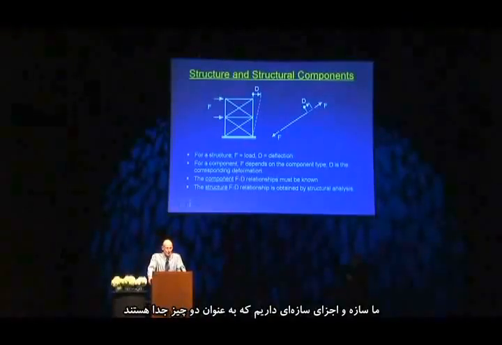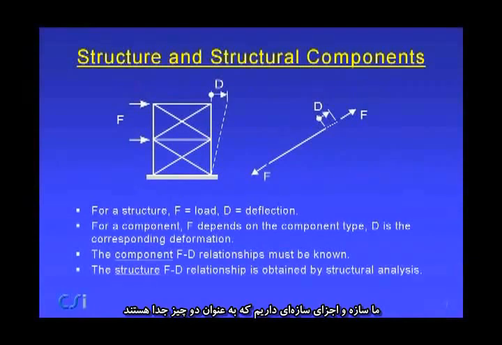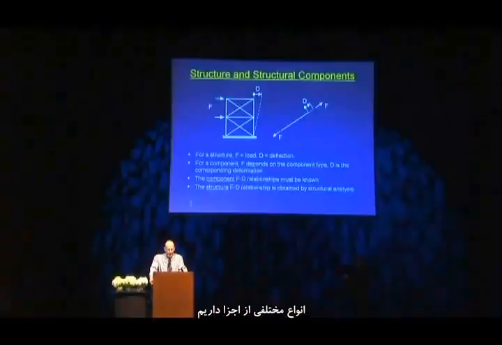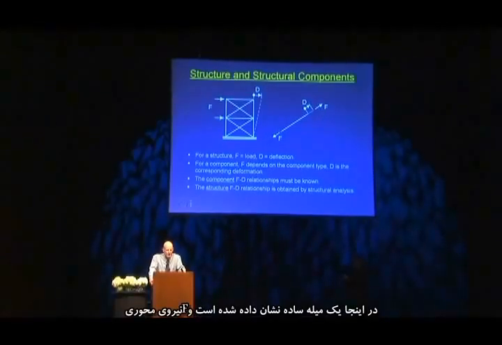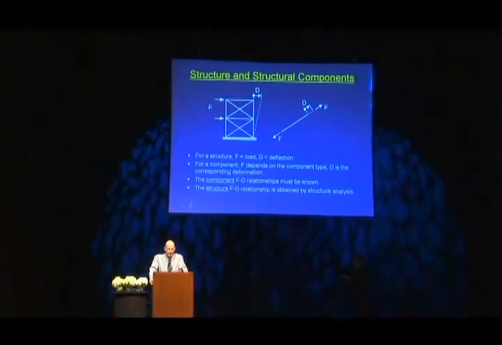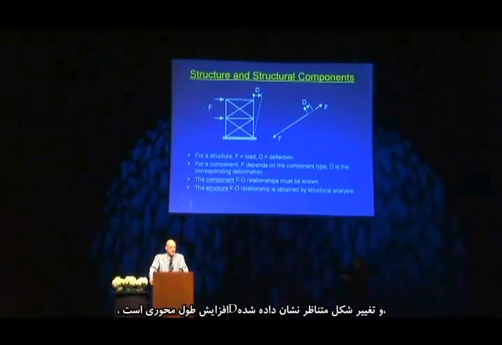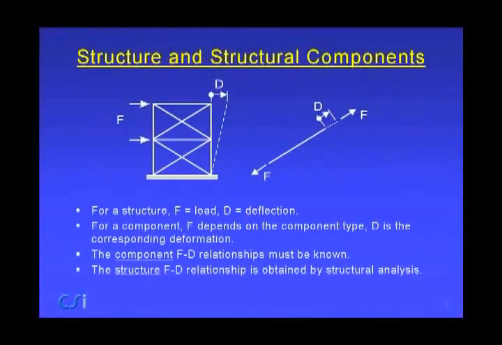We have a structure and the structural components, and this little diagram indicates the two. For a structure, the force F is the load on the structure, whatever it might be, and D is some corresponding deflection. For the component, F depends on the component type, and we have many different component types. Here I'm just showing a simple bar where F is the axial force, and the corresponding deformation is D, the axial extension. If you have a plastic hinge, the F would be the bending moment at the hinge, and D would be the hinge rotation, and it can get more complicated than that.